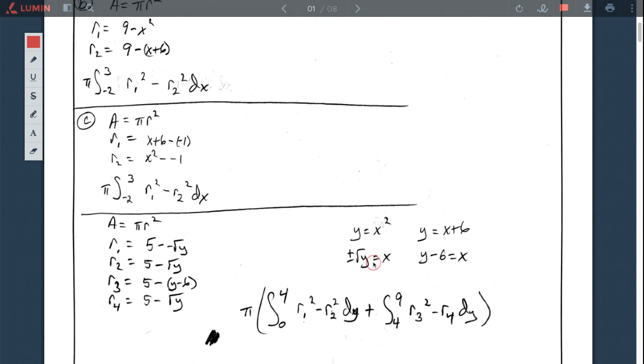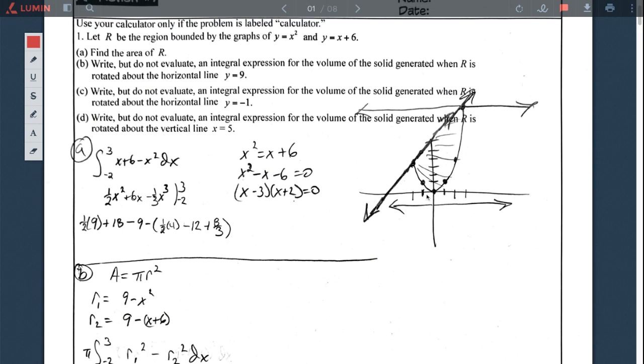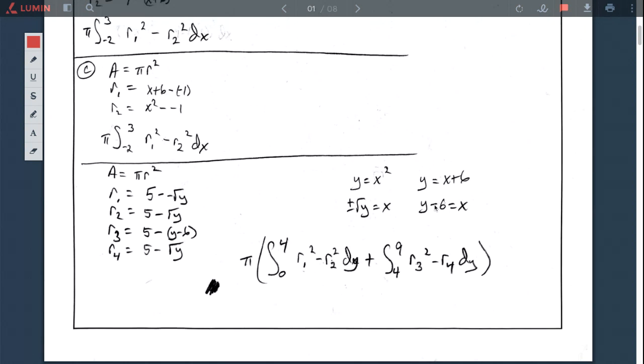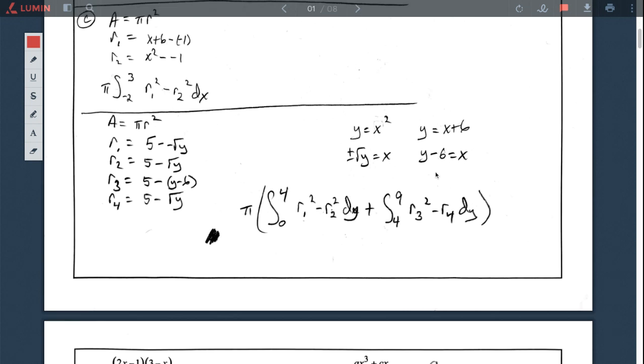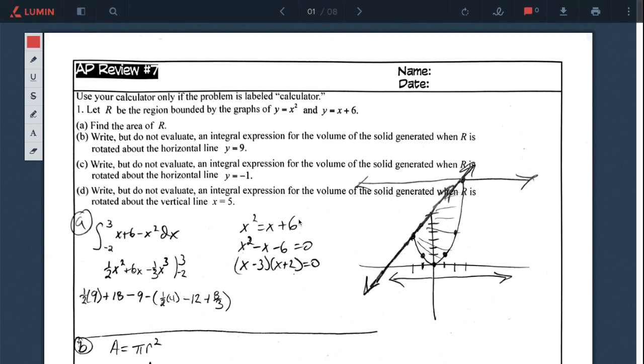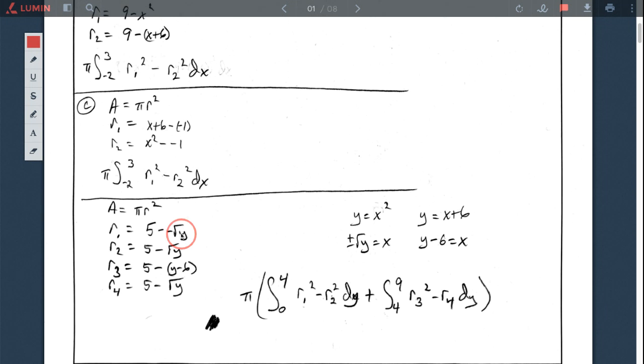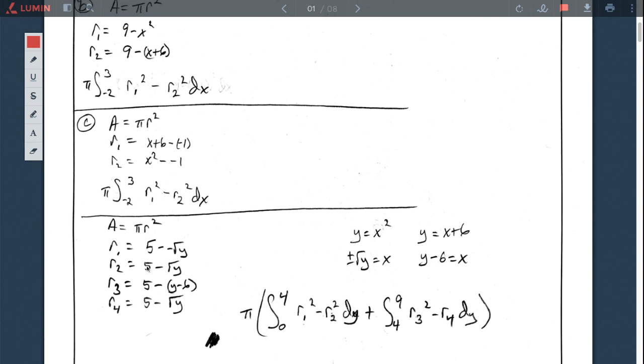So here's the parabola. When I solve, notice it's got plus and minus. So the plus is going to be the right side of the parabola. The negative is going to be the left side of the parabola. And then my other one is y minus 6. So let's see, which one did I do first? I did the bottom part of the parabola. Okay, so 5 needs to come first, and then the furthest one away would be the left side of the parabola, which is the negative square root. So 5 minus the negative square root, and that means the other one is 5 minus the positive square root. So that's 0 to 4, r1 squared minus r2 squared dy.